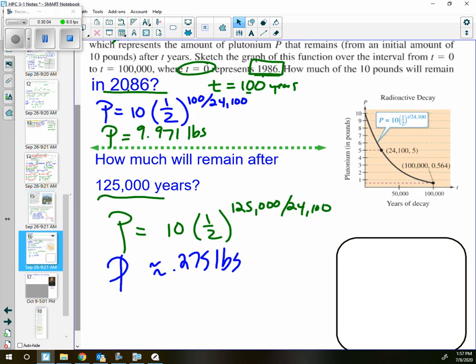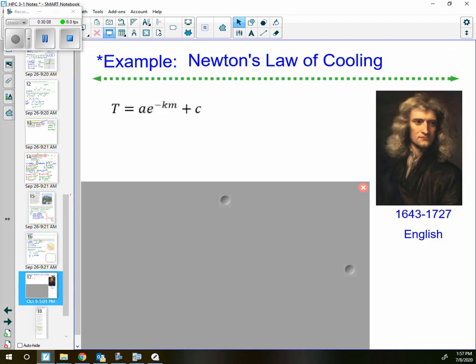So one really great example of exponential, in this case, decay. All right, we're going to talk about Sir Isaac Newton, famous English mathematician back in the late 1600s and 1700s, for our last example here.